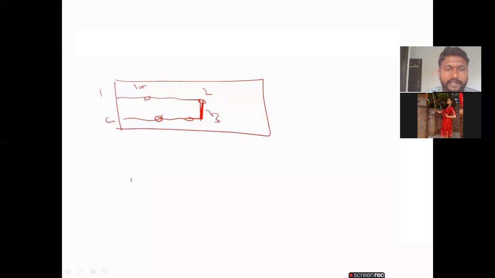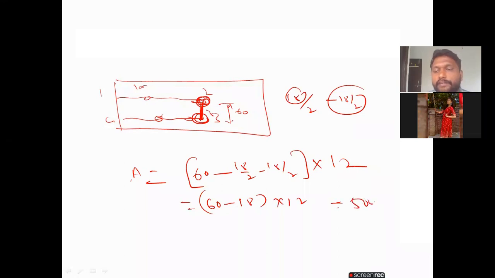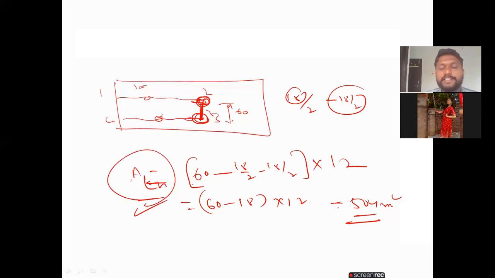So whenever you need the area, what happens? We have to take this value, 60, minus half of these two holes. That means the hole diameter is 18: 18 by 2 minus 18 by 2. We have to remove this one. Multiply with the thickness we know already, that is 12. So 60 minus 18 into 12, you will get 504 mm square. This is ATN, that is in the tension portion.